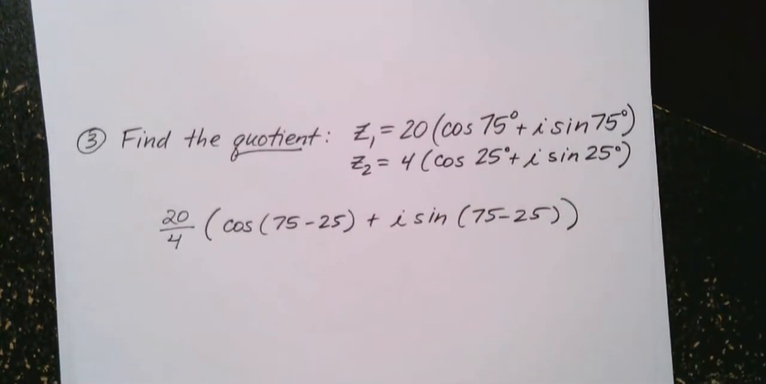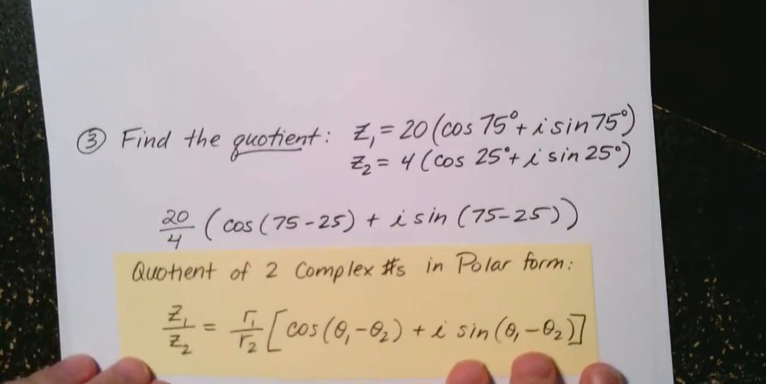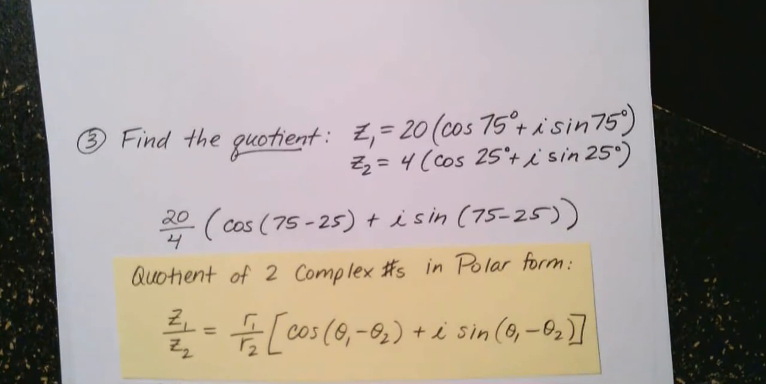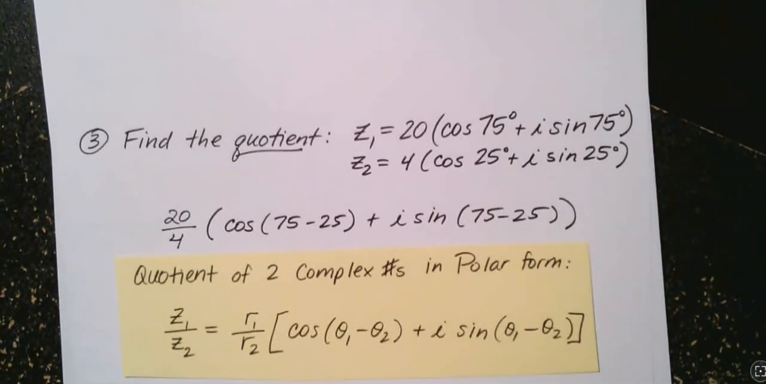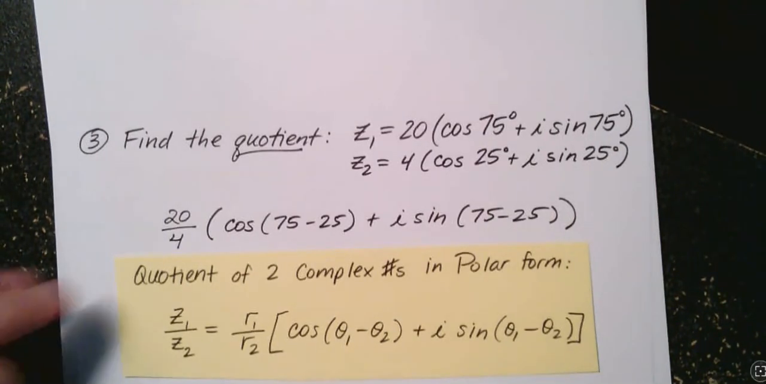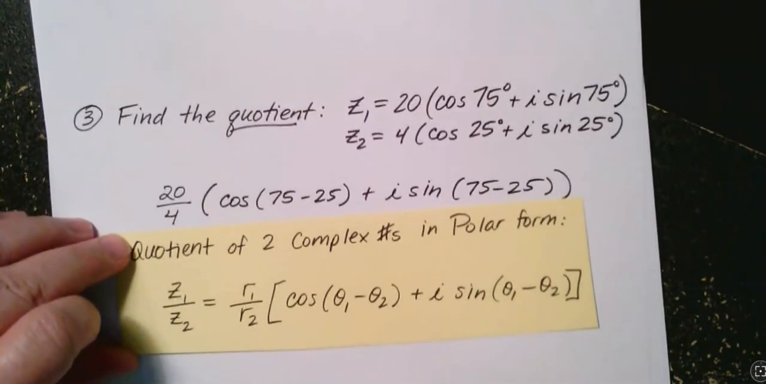All right, and here's the formula written out. Looks very similar. Z sub 1 divided by Z sub 2 is just R sub 1 divided by R sub 2 times the cosine of the difference in their arguments. Okay, and I just focused that a little bit. Hopefully that's a little better.